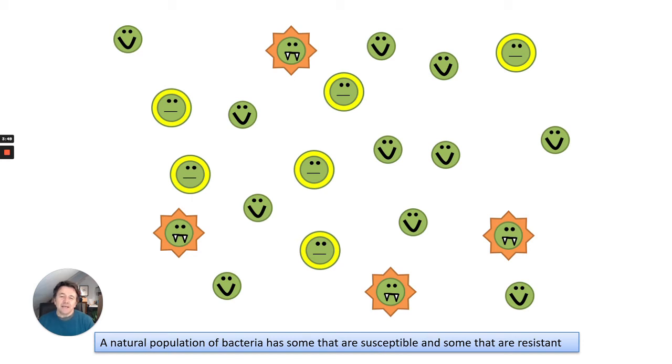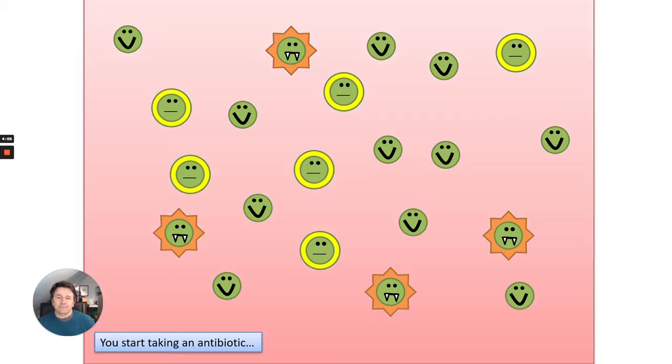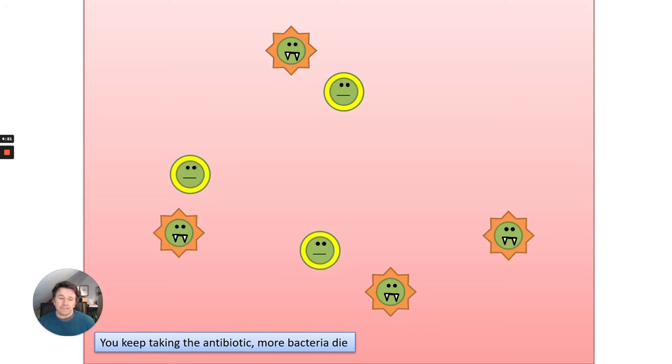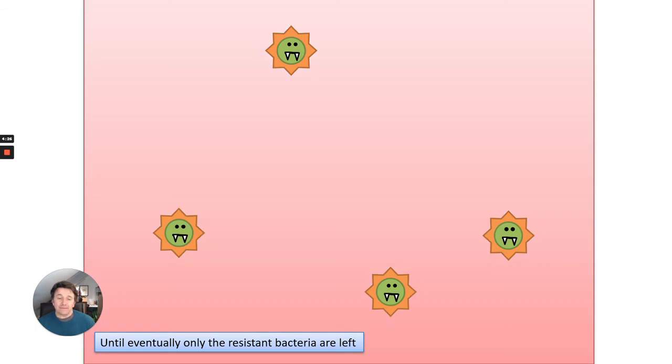Okay, so here we've got a little animation, a poor animation, I agree, but this gives you the general idea. Here's a natural population of bacteria, and there are some that are susceptible and some that are resistant. The resistant ones are the scary ones with the fangs. What will happen is you start taking an antibiotic. The antibiotic is exposed to all of the bacteria, and the susceptible weak bacteria will start to die first. You can see them starting to die. Then you keep taking the antibiotic and more bacteria will die, until eventually only the resistant bacteria are left.